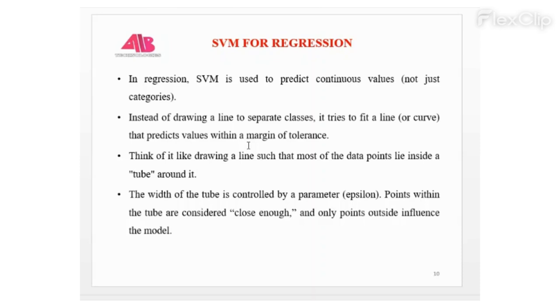The thickness of the tube is controlled by epsilon. A bigger tube is equal to more tolerance and a smaller tube is equal to less tolerance. In simple terms, support vector machine for regression fits the line that keeps the most points inside the safe zone and adjusts itself only for the important points outside.